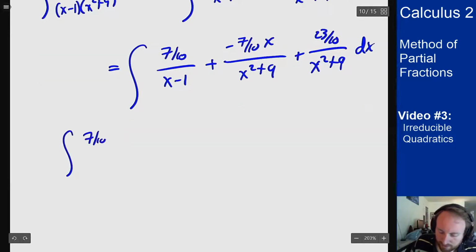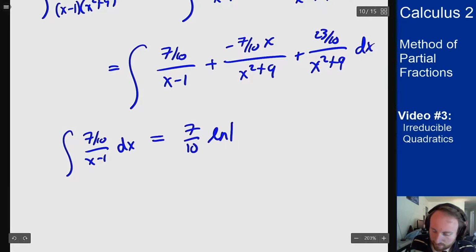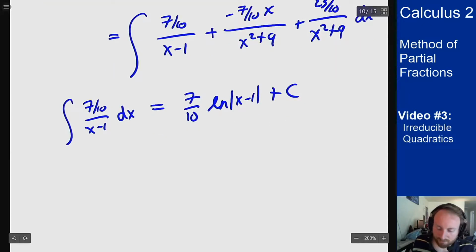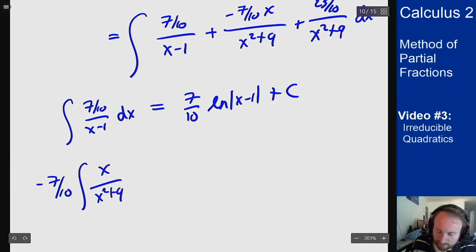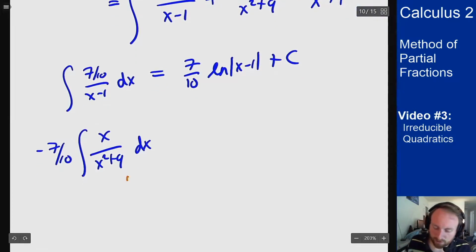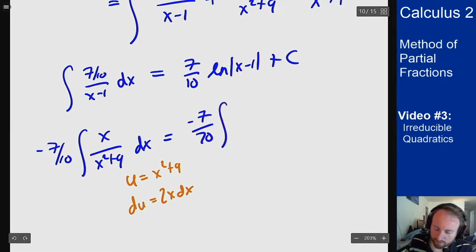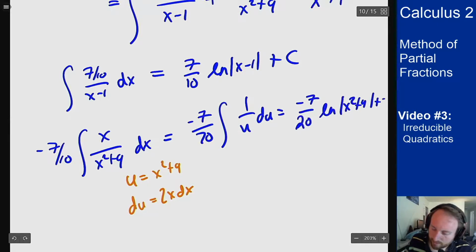Integral of 7 over 10 over x minus 1 dx. That one's pretty easy. That's just a log that we've had before. This is 7 over 10 log of x minus 1 plus c. For the second one, we have negative 7 over 10 integral of x over x squared plus 9. For this, I want to do u substitution for x squared plus 9. So du is 2x dx. This then becomes negative 7 over 20 integral of 1 over u du, which becomes negative 7 over 20 log of x squared plus 9 plus c.